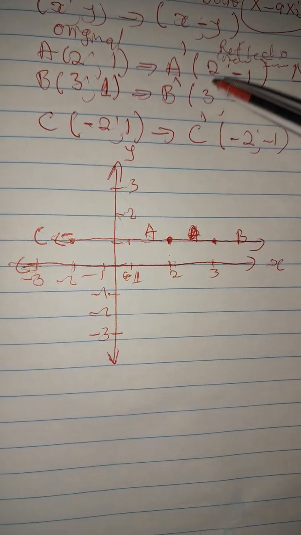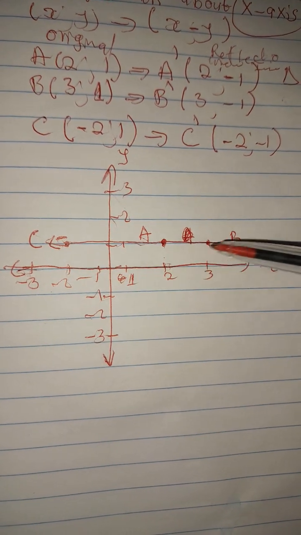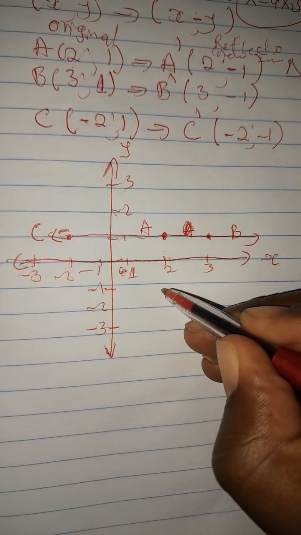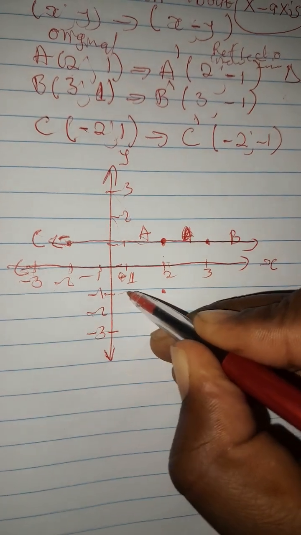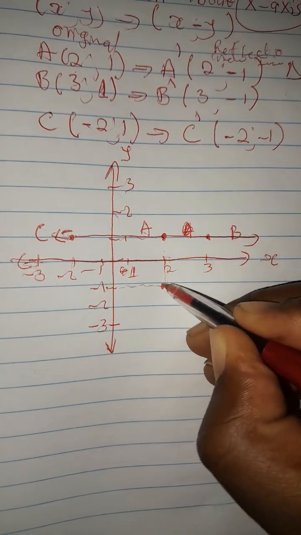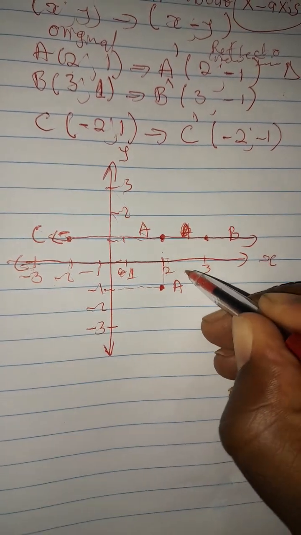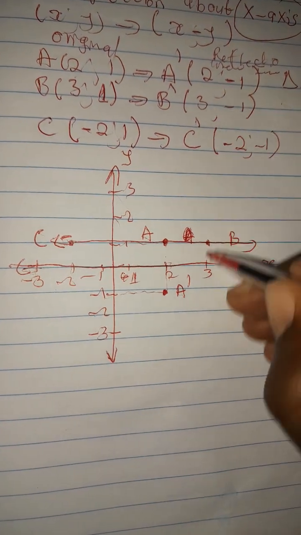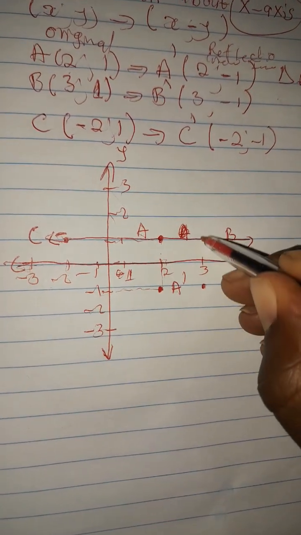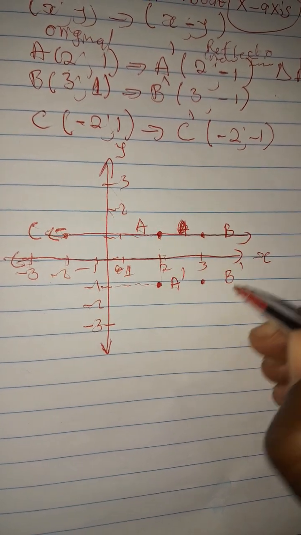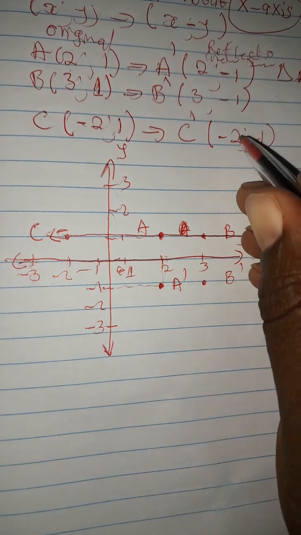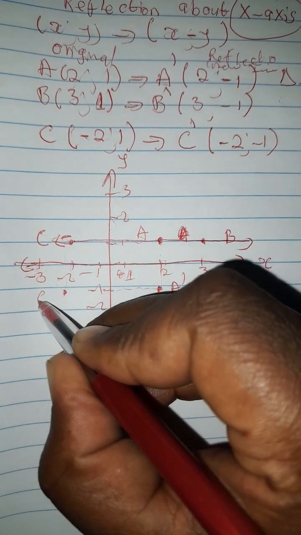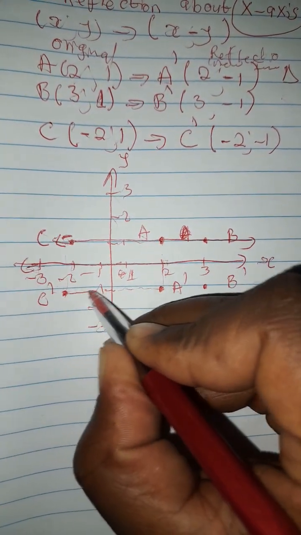Let's see the reflection. Remember, this is ABC. The prime of A, the new image of A, is (2, -1). Where is 2 and negative 1? This is the new image of A. Note, they must be at the same distance. Then we have (3, -1). Similarly, it should be here. They are at the same distance. So that's B prime. Then we have C, which is (-2, 1), so C prime is (-2, -1). Can you see they're at the same distance? This is C prime.